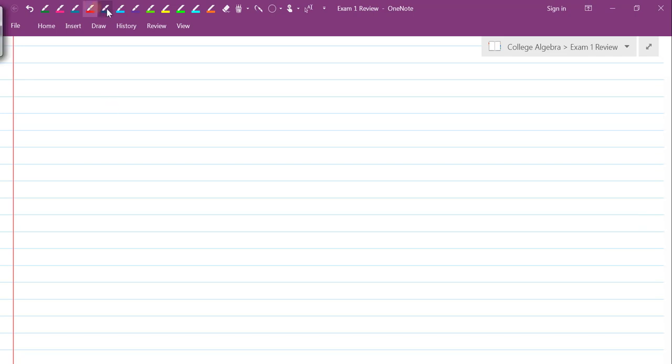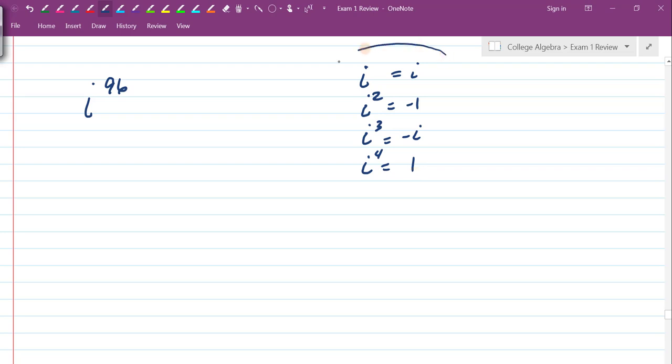I to the 96. What they're asking you to do is recognize that we have i squared, i cubed, and i to the fourth. You need to remember that i is, well, i, and that i squared is -1, and that i cubed is -i, and that i to the fourth is 1. That's really what they're trying to have you make the connection of.